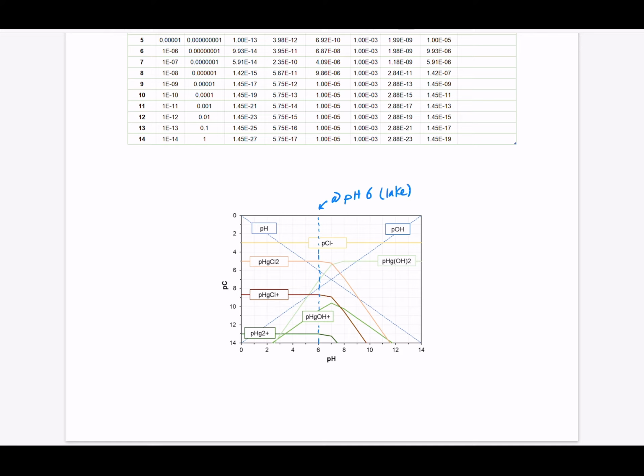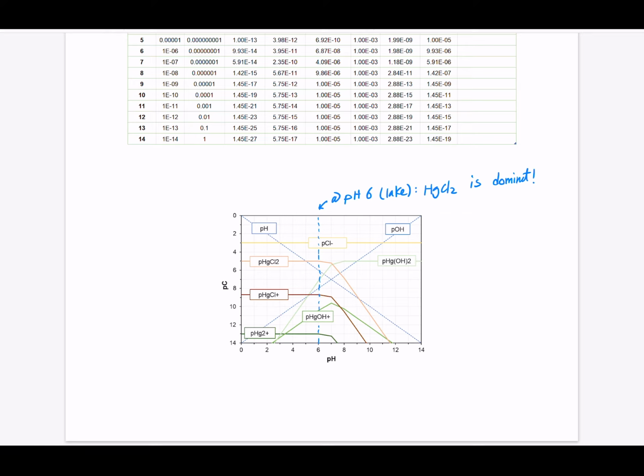What is the dominant species? I mean, the mercury-containing species. Exactly, so HgCl2 is dominant. So again, this kind of information, or the species pH diagram, would quickly tell us what's the dominant species.